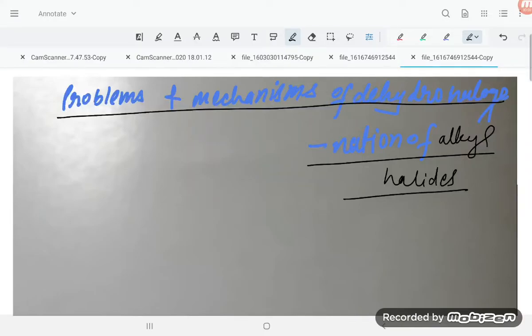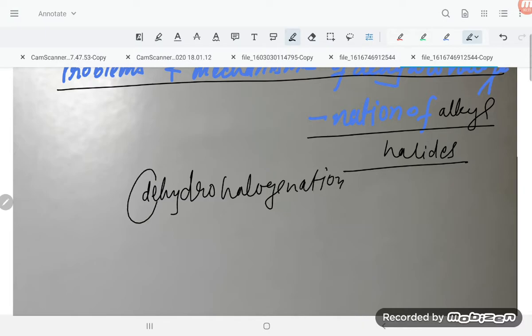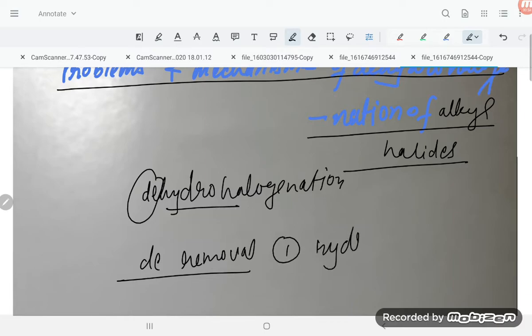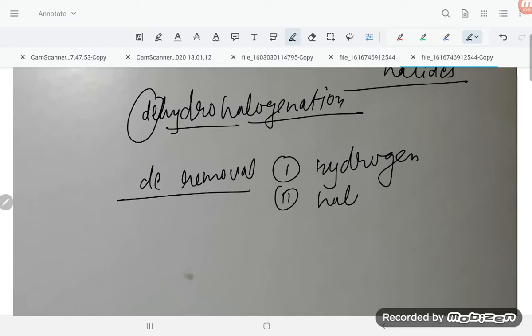Hello, good evening students. Let us try to understand problems and mechanism of dehydrohalogenation of alkyl halide. First of all we have to understand the meaning of dehydrohalogenation. The term "de" means removal. "Hydro" means removal of hydrogen, and then "halogenation": second point, we have to remove the halogen also. So these two things we have to remove.